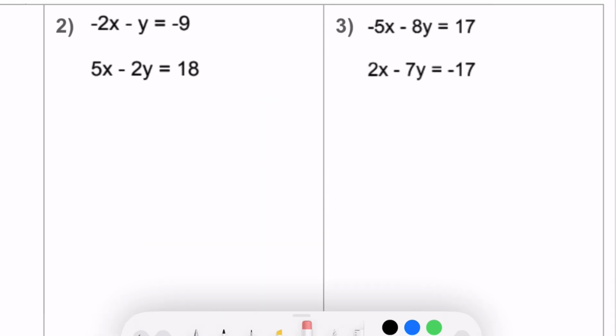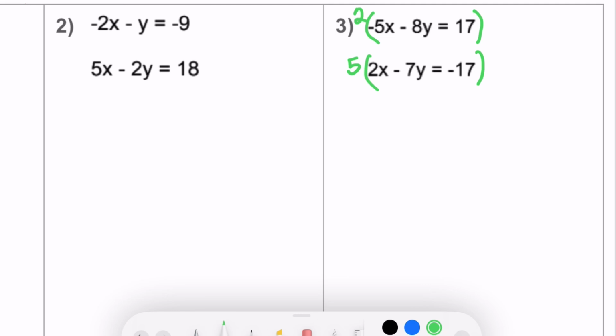For question number 3, I would eliminate the variable x because I have a negative and a positive, and the common multiple would be 10. So it would be easy for me to change the 5 to 10 and the 2 to 10. And it's smaller than 8 and 7. Their common multiple would be 56, and I don't want to do that. So let's multiply the top by 2 and the bottom one by 5.